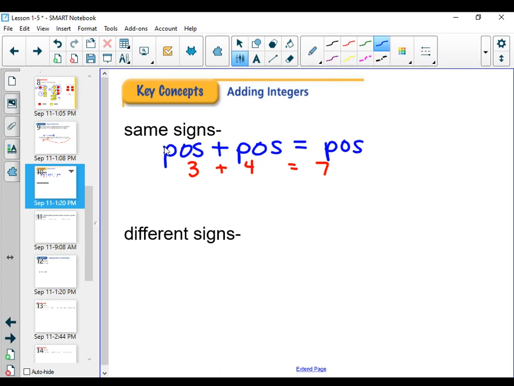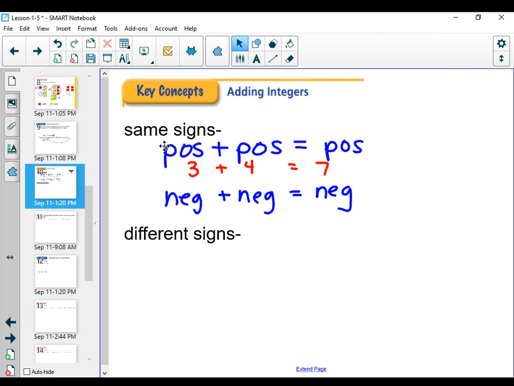This is going to work for 2 negative numbers too. A negative plus a negative is going to give you a bigger pile of negatives. Seven negatives in one hand, two negatives in the other hand. Combine them for a big pile of 9 negatives. When they have the same sign, those are the easiest ones.